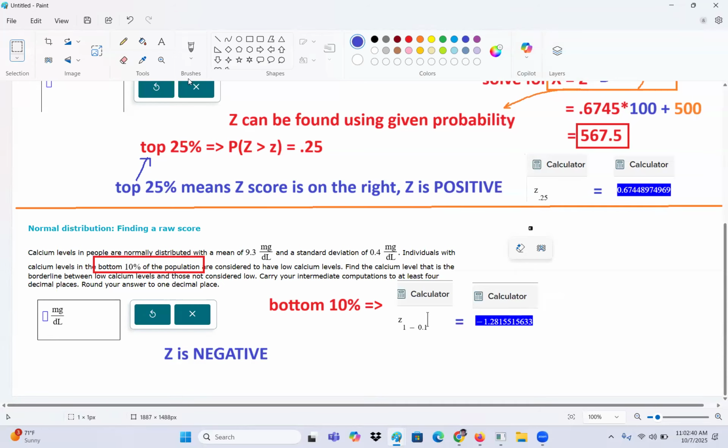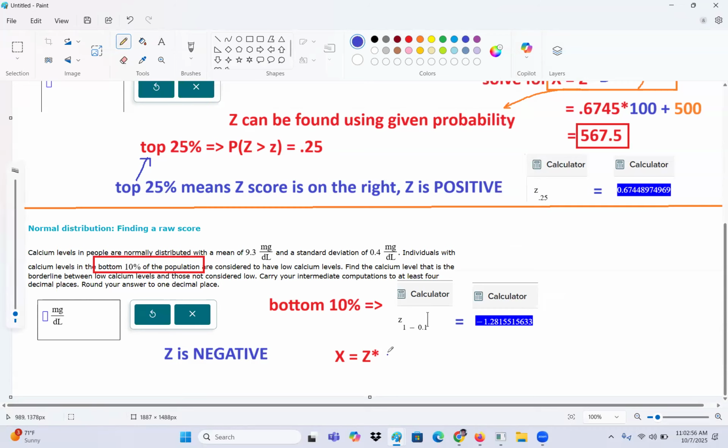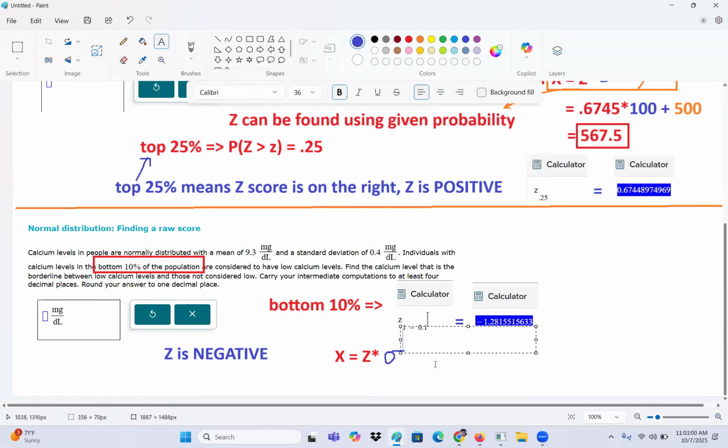And then you can simply compute x equal to the z times the standard deviation plus the mean, plus the average.